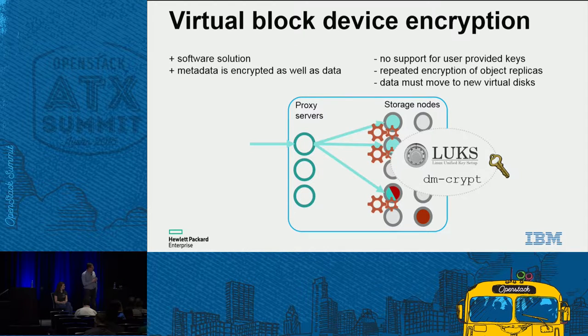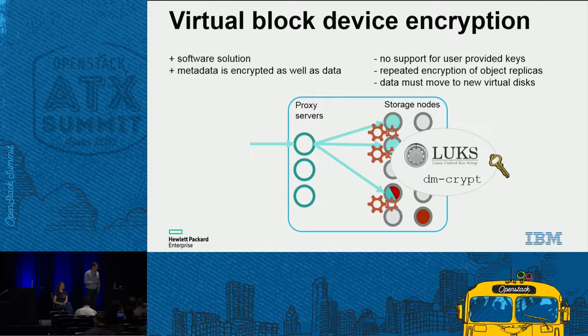Also, just a reminder, I told you how Swift stores multiple copies of objects on multiple storage nodes. So with a software encryption solution that's implemented on those storage nodes, we end up encrypting the same data, in this case, three times in three different places, which is not particularly efficient, and these nodes are often not optimized for that kind of CPU-intensive workload.